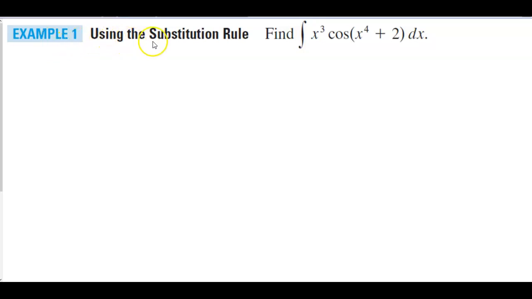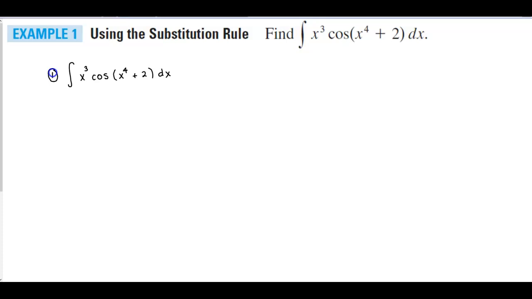Example 1, using the substitution rule. We want to find the integral of x cubed times the cosine of x to the fourth plus 2 dx. Okay, let's go ahead and write that out here. So we have the integral of x cubed times the cosine of x to the fourth plus 2 dx.